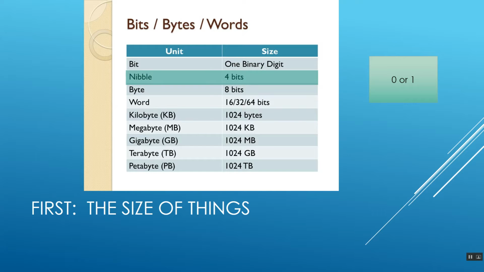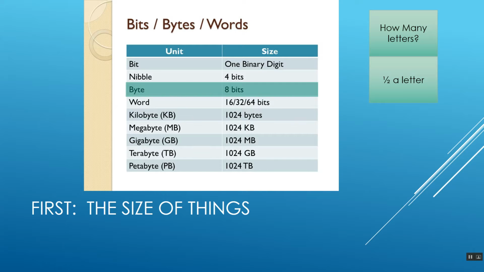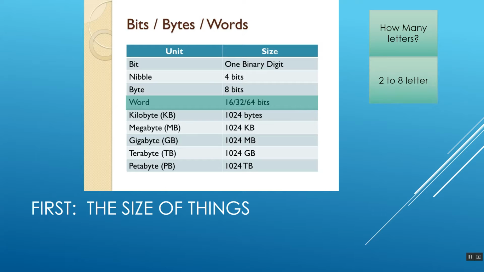Now, a nibble, you will generally not hear used very much, but it's 4 bits. If we equate that to letters, and I like to equate these to letters because a letter is easily identifiable, you know what a letter is. A, B, even 5 is technically a letter as far as the computer is concerned. One single character. A nibble is roughly half a letter. A byte is one whole letter. So if you went to Word and typed the letter A, that's a byte of information. And your general word is going to be somewhere between 2 to 8 letters.